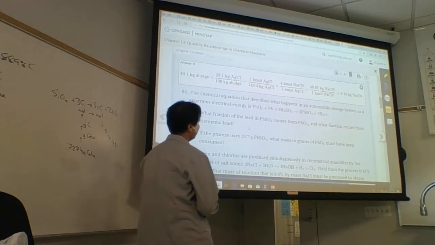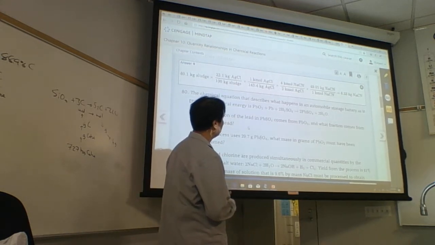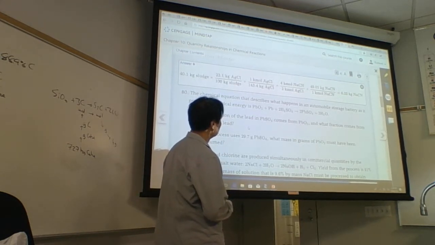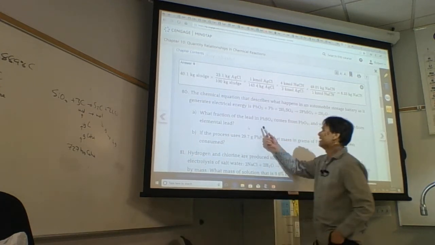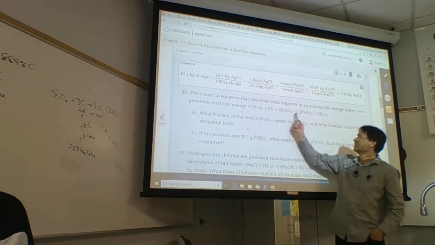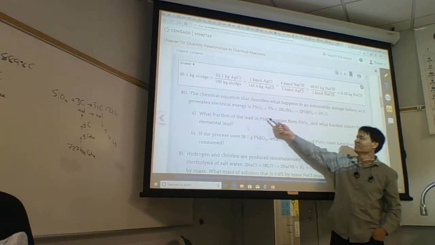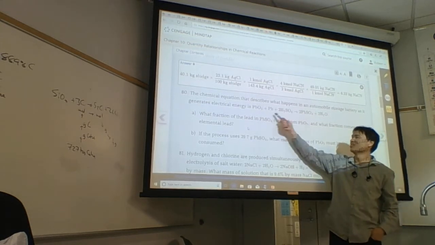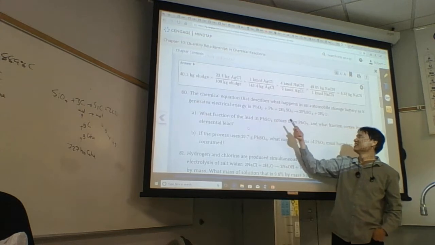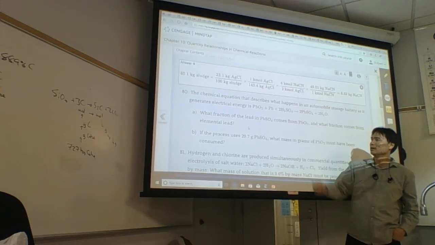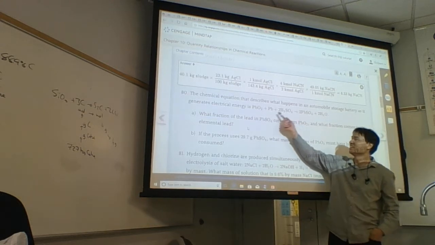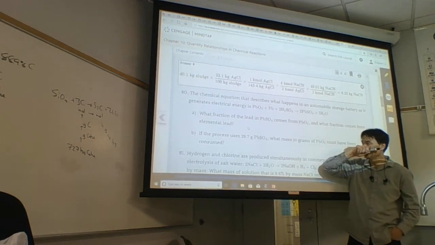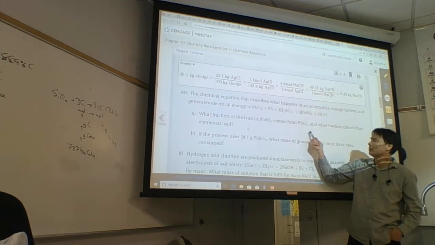What fraction of lead in PbSO4 comes from PbO2? Well, it looks like 50% of it, because we end up with two leads here. So one of the leads comes from PbO2, the other comes from Pb. So it looks like 50% by mole, so also by mass.